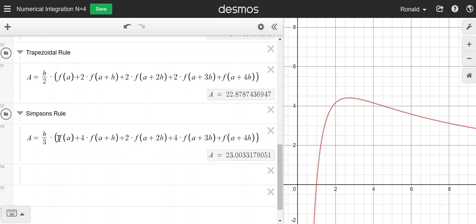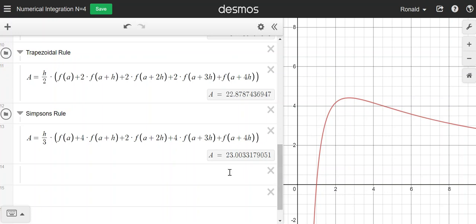Excluding the first term, f of a, which always has a coefficient of 1, the second term always starts with a coefficient of 4, and then a 2, and then a 4, and a 2, and a 4, and a 2, and a 4, and a 2. It has to end with a 4, and then the last term will always be a 1. So you always have to have an even number with Simpson's rule. You have to have n equals 4, n equals 6, n equals 8, n equals 10, etc., so that you can get the pattern where the first and the last terms are 1s, and then you have a 4, 2, 4, 2, 4 rotating coefficients.